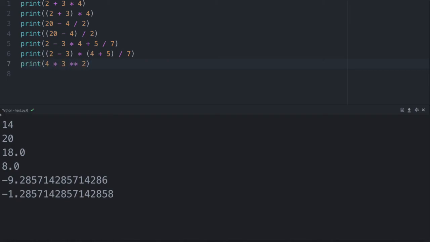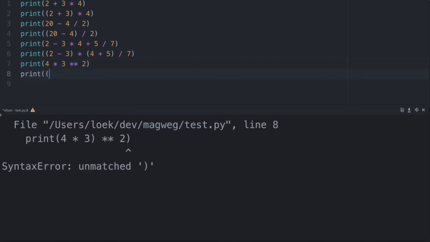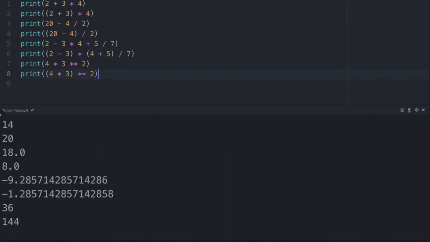What we've written here is that we do 3 to the power 2 and then multiply by 4, and the result is 36. So if I want to change the order, we will first multiply 4 by 3 and then to the power of 2, which results in 144.